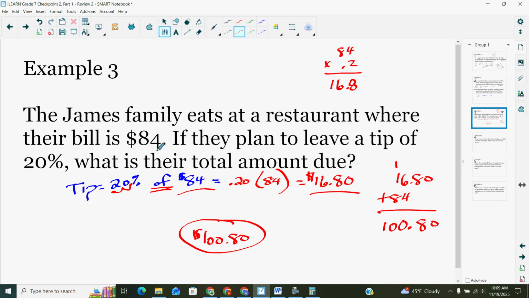Real quick, that's if your bill is $84 and you want to leave a tip of about 20%. Quick way to do that is to take 10% of that. 10%, we just move the decimal point 1 time. So 8.4, and then double it is 16.8, and there's your tip. That's if you're leaving 20%, which is pretty typical.